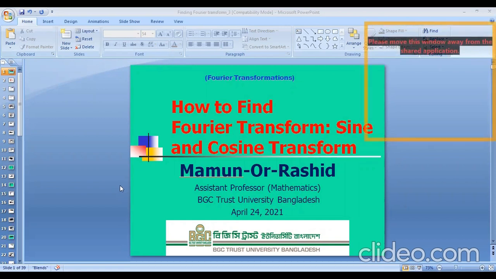Now we'll study how to find Fourier transform, especially sine and cosine transform. In the previous lecture, we studied how to find the Fourier integrals, and sine and cosine integrals. But today we'll try to find the Fourier transform, especially sine and cosine transform, of any function. And the function, of course, must be integrable.